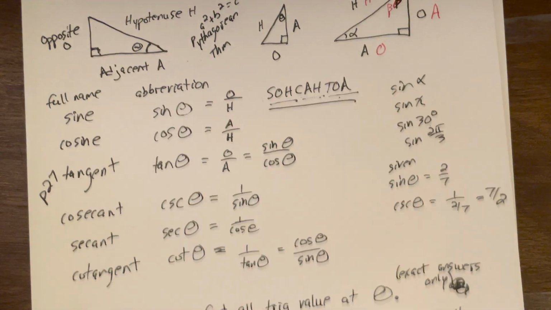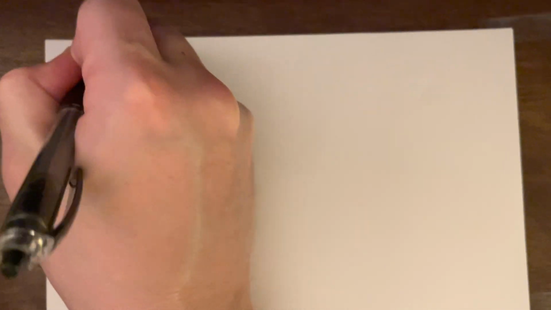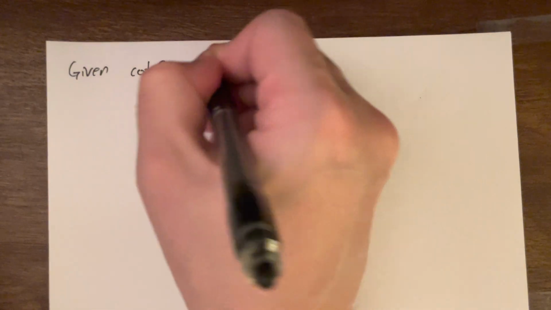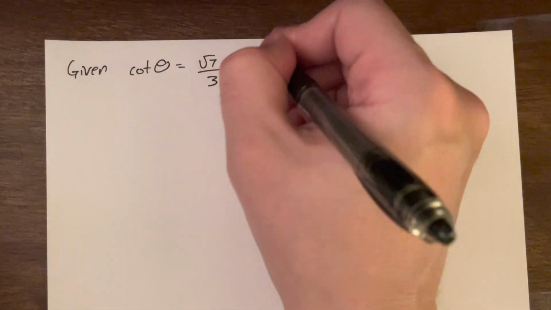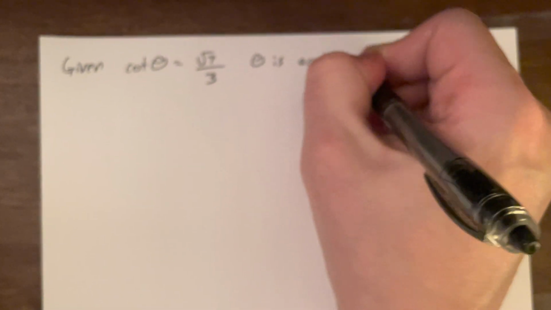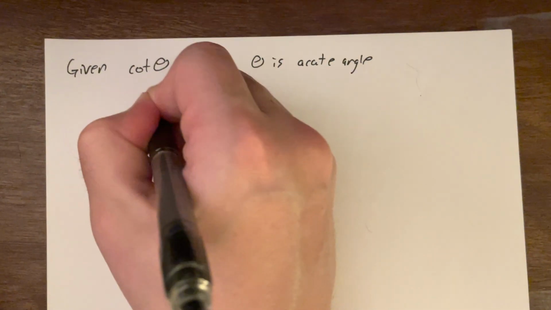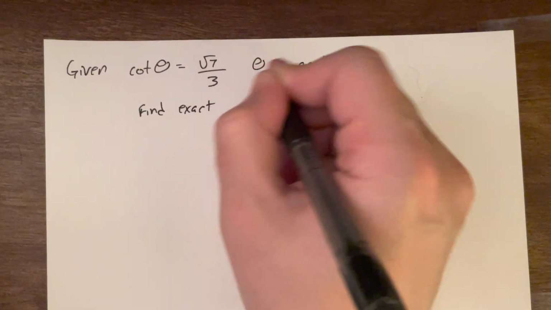Okay, one more like this. Almost the same thing. Let's start off. This time, let's start off with cotangent, and let's look at cotangent as radical 7 over 3. And same thing, theta is an acute angle. Find exact values for the remaining trig.